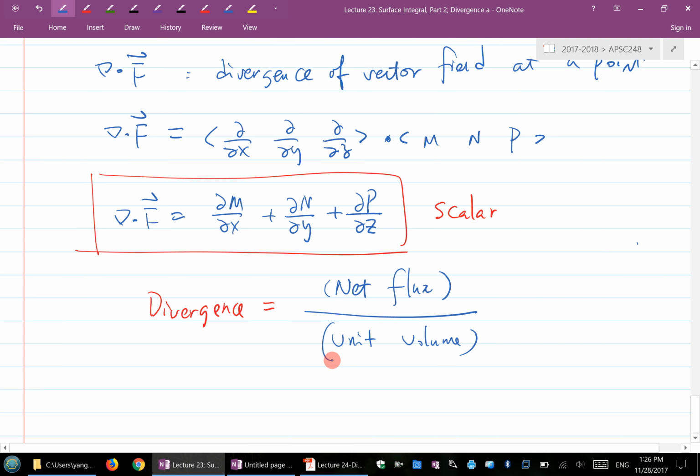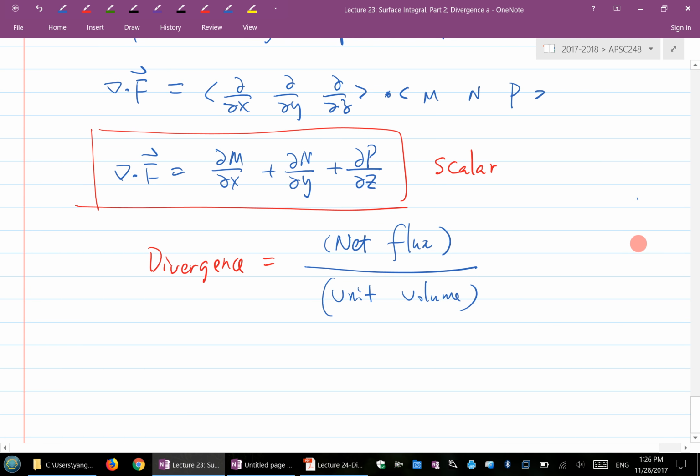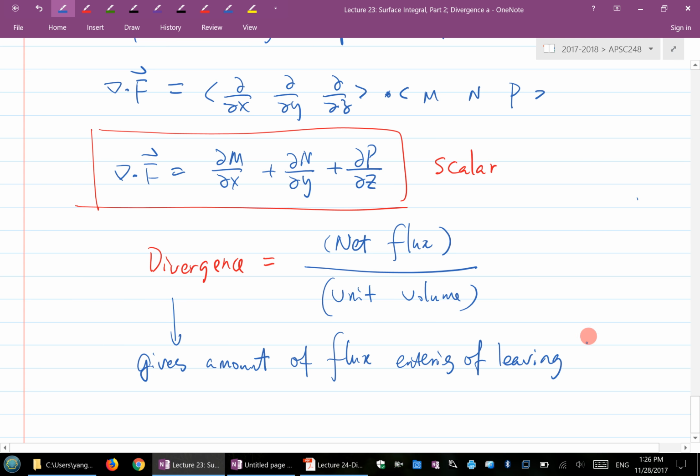So you can understand this kind of question as, okay, the divergence gives an amount of flux entering or leaving a point. Basically, it gives you the amount of flux entering or leaving a point.